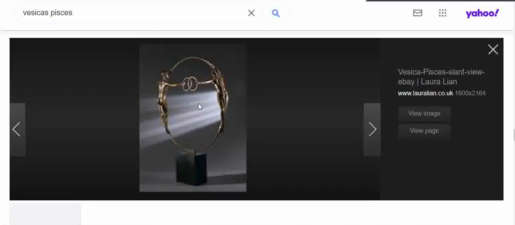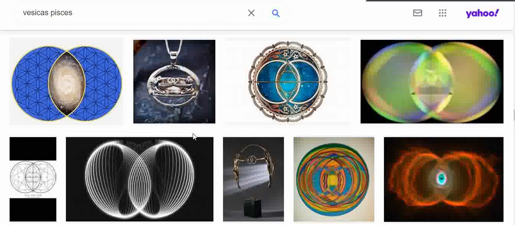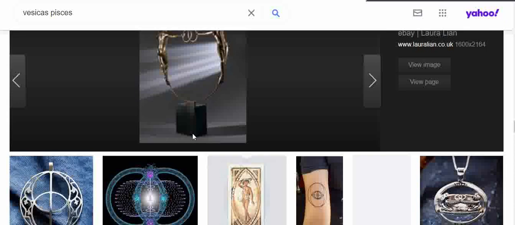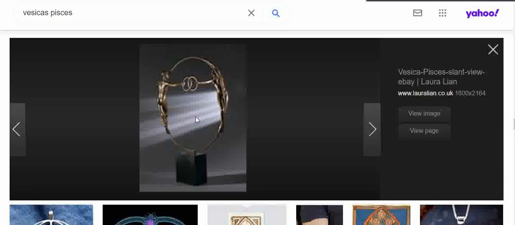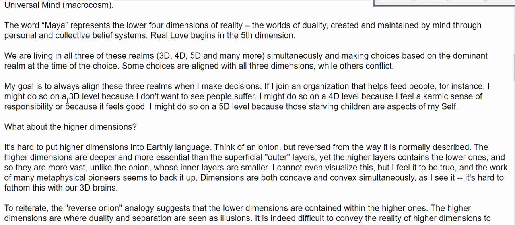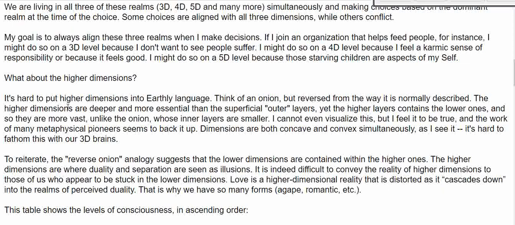Okay, and that is the dimensional mirror, the mirror world, the parallel universe as well, which is the fourth dimension where beings go. They kind of come and go through and fro outside of this mirror, parallel universe copy. Okay. So the goal of this man is to always align these three realms when he makes decisions. So if he joins an organization that helps feed people, bravo, and feed the animals.